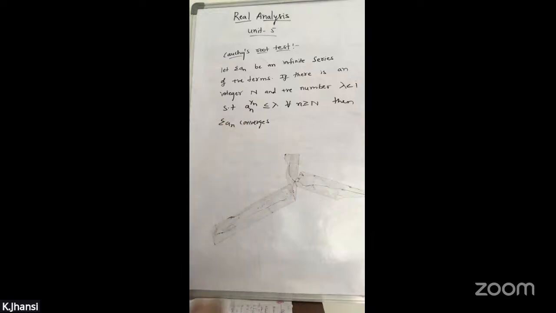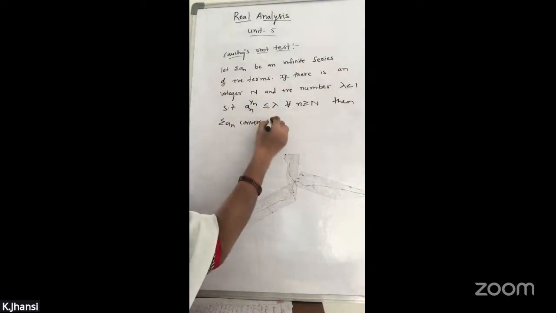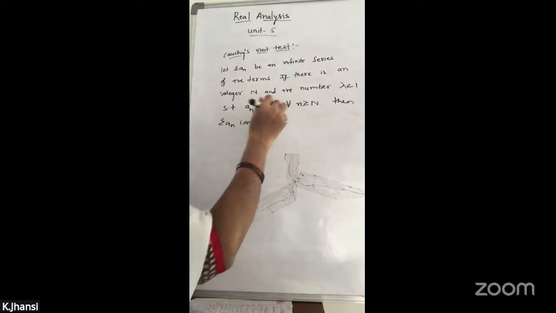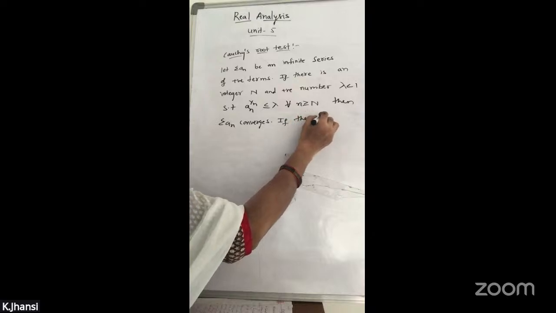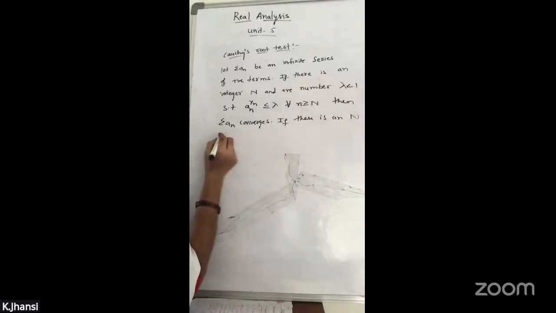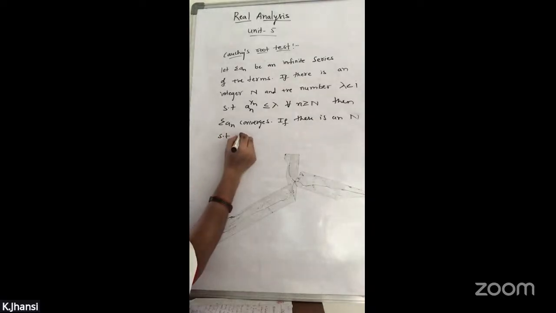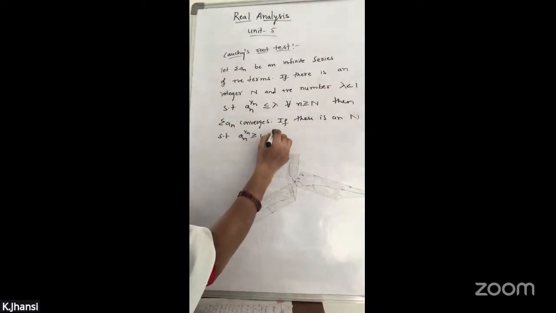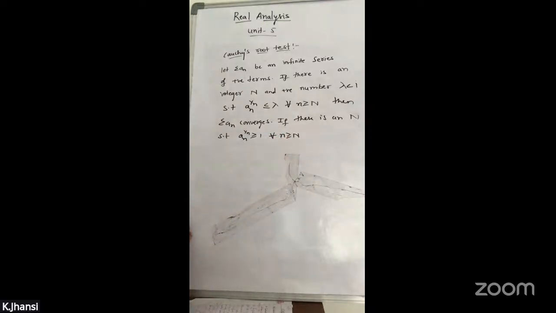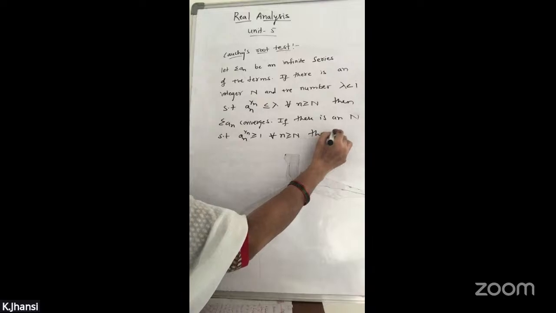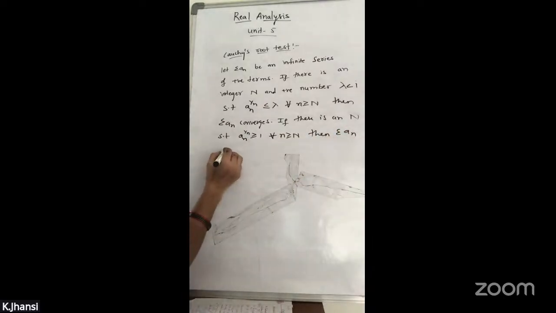And if there is a capital N such that an to the power of 1 by n is greater than or equal to 1 for all n greater than or equal to N, then summation an diverges. So this is the definition of Cauchy's root test.